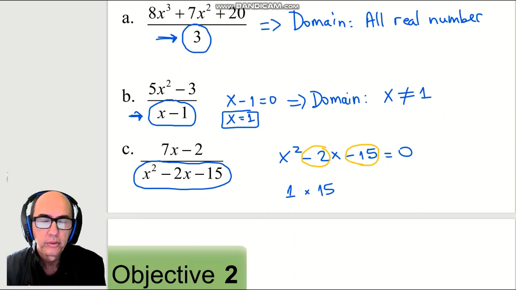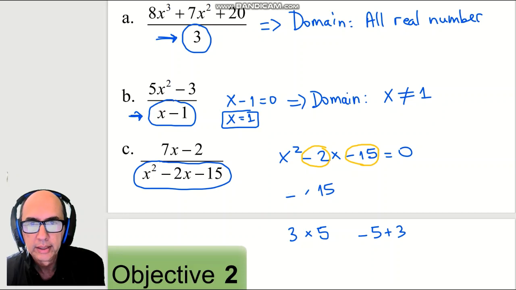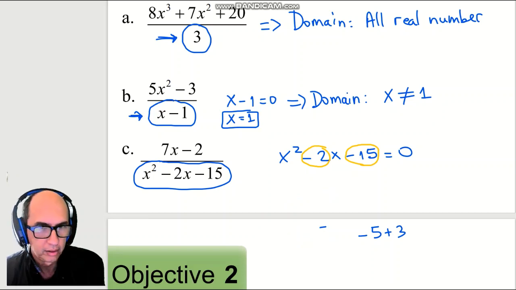We can think about 2 times something. No, not 2 times something. Maybe 3 times 5. And I think that's it. Well, to make negative 2, we can have negative 5 and 3. Because negative 5 plus 3 is negative 2. Negative 5 times 3 is negative 15. Perfect. This is the guessing method.